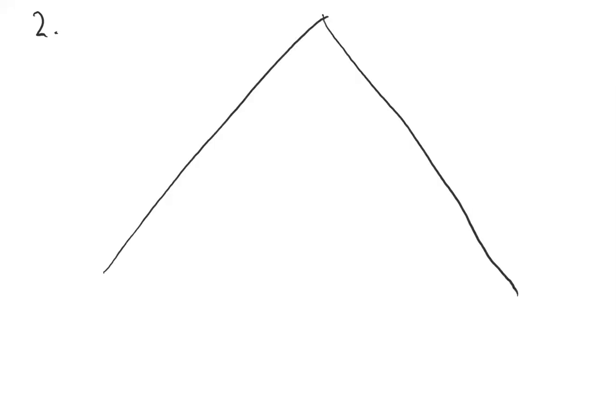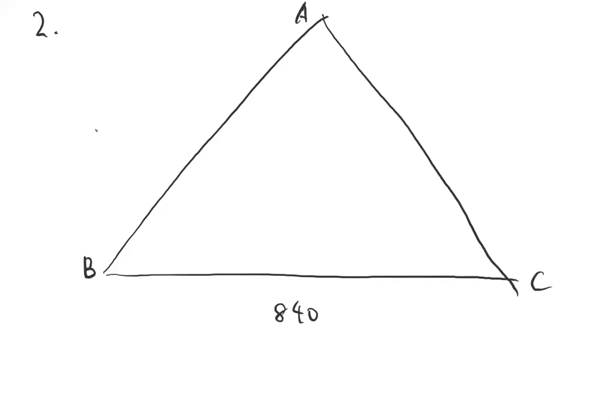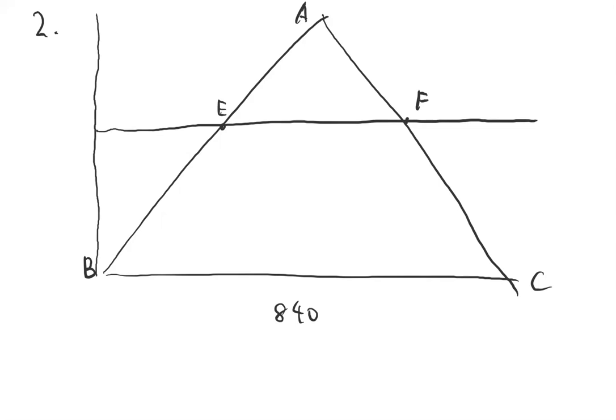So number 2 is a geometry problem. I'm going to try to draw the diagram as accurately as possible. Basically we have this equilateral triangle with side length 840, and let's call this ABC. There's a parallel line intersecting AB at E and AC at F. And there's a line here, BD.